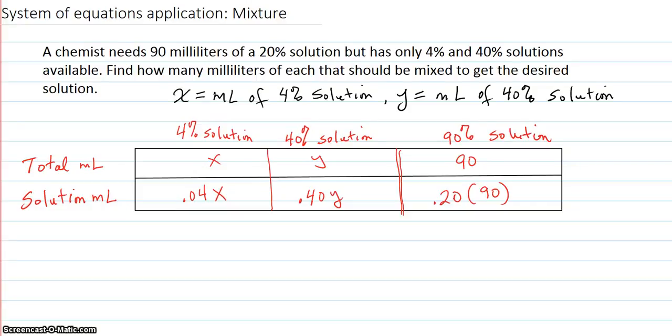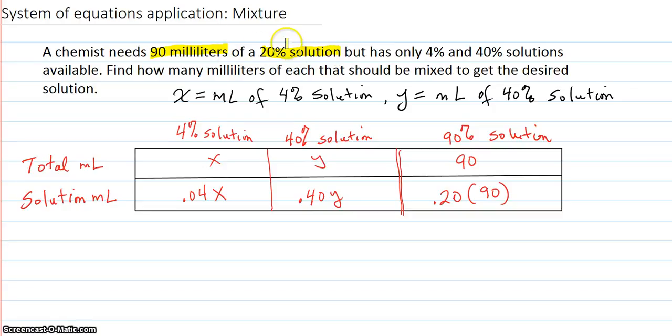System of equations application, mixture problems. So they always have a grand solution that they want, 90 milliliters. And they want a solution to be inside there, like acid inside of some liquid or salt inside of some liquid. So there's a grand liters or milliliters or quarts of something, and then there's a solution lurking inside there. That's what gives you your two equations.